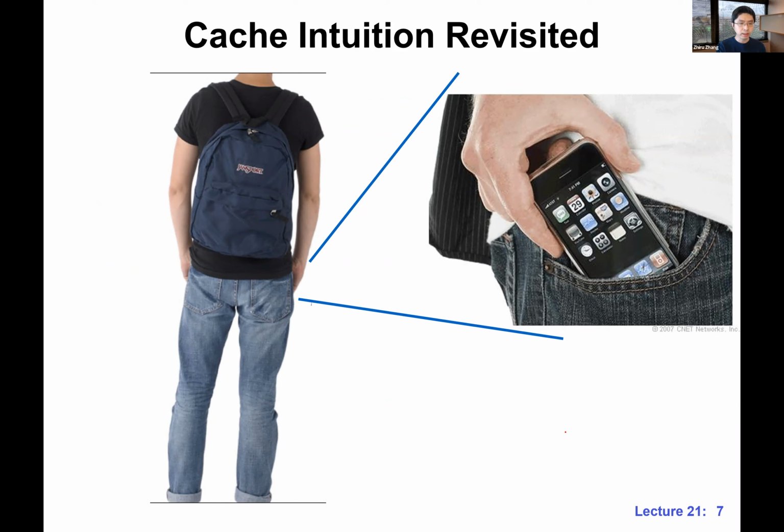Where we look at the sky. We all agree on that. In this picture, the backpack is the main memory, the pockets are the cache, and we put the cell phone in our pocket in most cases. So that's the most frequently used item.